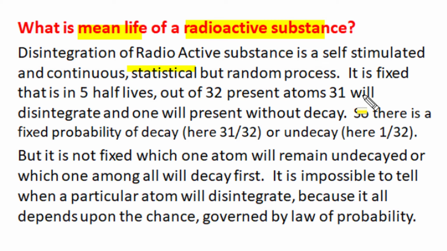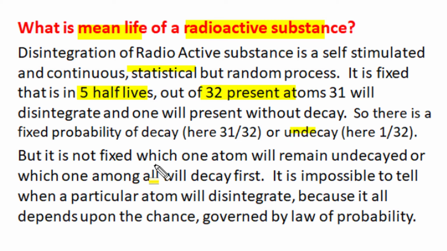In a radioactive decay process, it is fixed that in 5 half-lives, out of 32 present atoms, 31 will disintegrate or decay into other daughter compositions, and only one nucleus out of 32 radioactive nuclei will remain present or active after 5 half-lives without decay. So there is a fixed probability of decay in 5 half-lives. It is 31 by 32 fraction, or there is a fixed probability of no decay, 1 only out of 32.